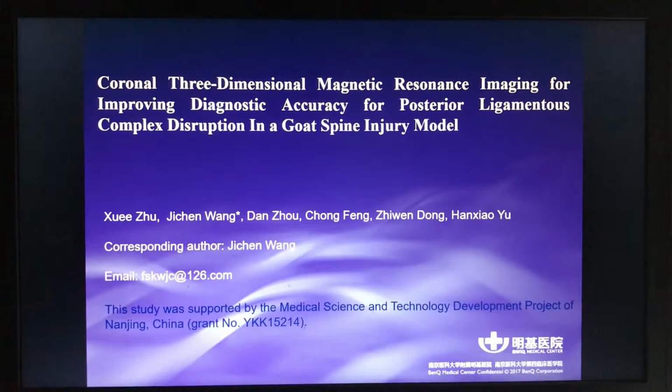The study entitled Coronal 3-Dimensional MRI for Improving Diagnostic Accuracy for Posterior Ligamentous Complex Disruption in a Goat Spine Injury Model was conducted by the doctors from the Affiliated Drum Tower Hospital of Nanjing Medical University of China. I'm the first author, and I'm going to introduce the work on behalf of my co-authors.